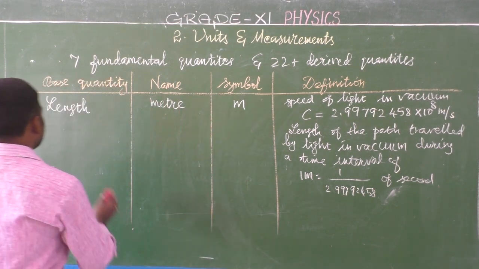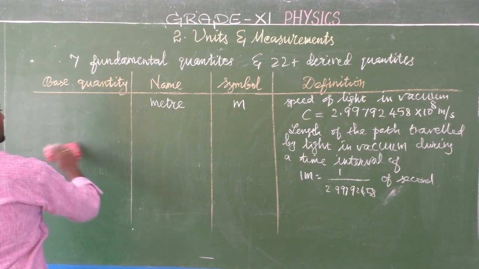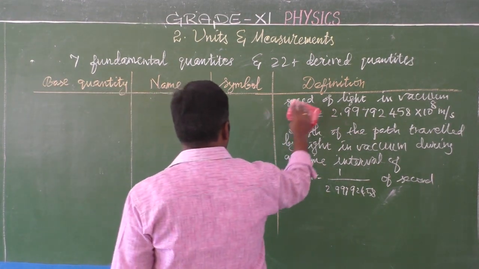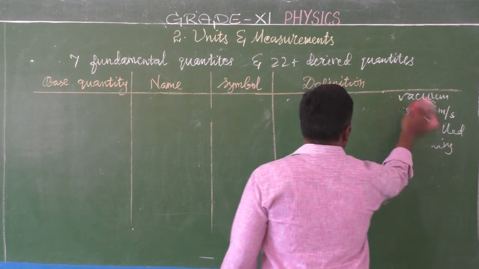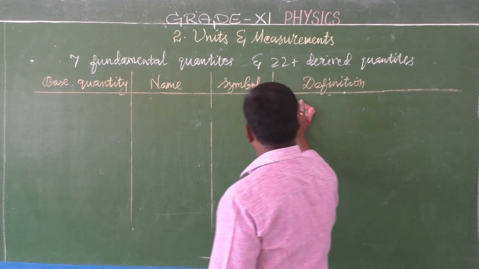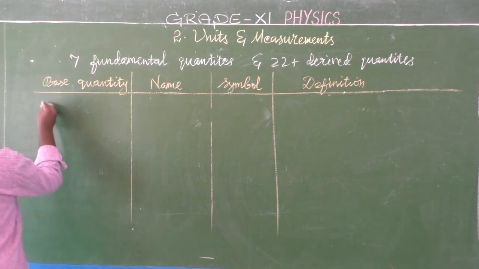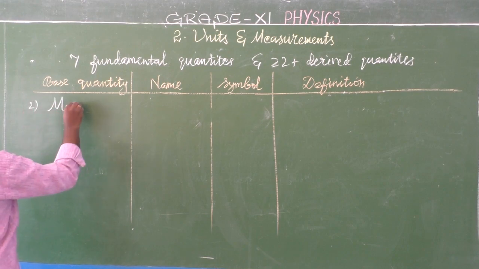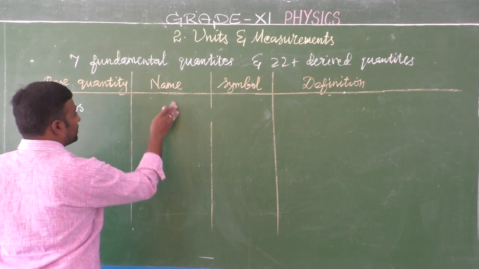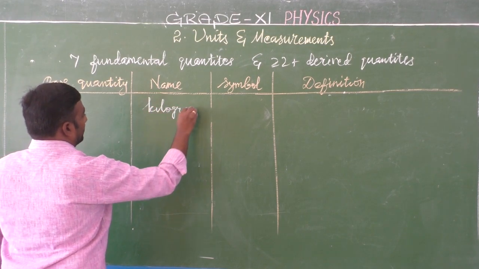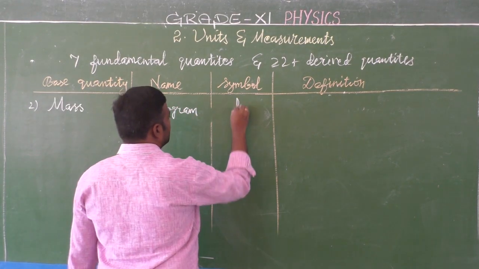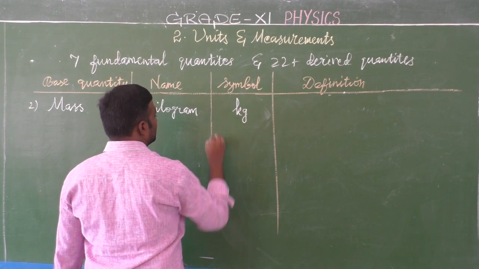Now we are moving to the second physical base quantity. The second base quantity is mass. Mass is a very simple thing. What is mass? The SI unit name is kilogram. The symbol is small k, small g, kg.